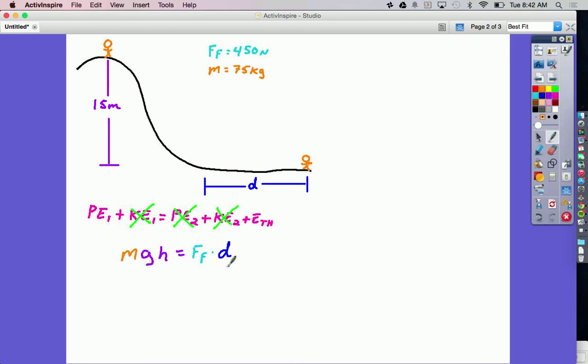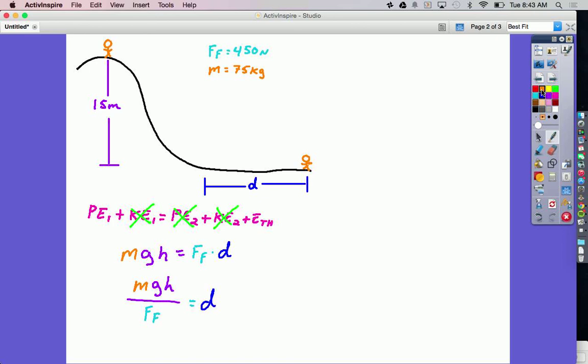Now we are trying to solve for the d, so I'm going to divide by the friction. So on this left side, I've got m times g times h all over the force of friction. And that will tell me how far the skier slides.